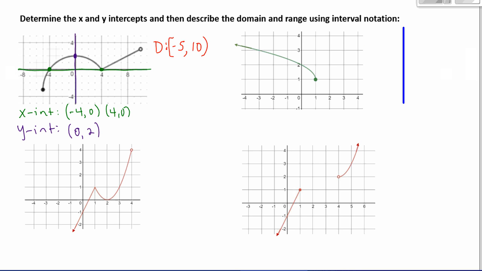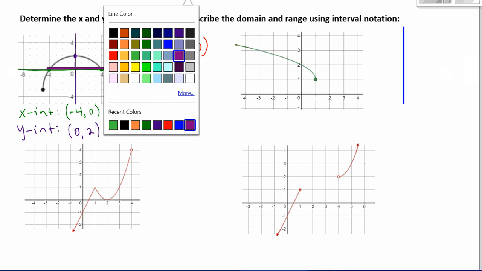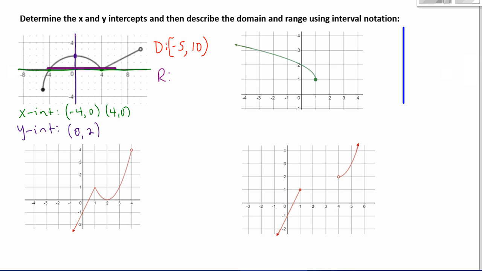Okay, let's talk about range next. I'll make this line purple. This line I'm going to draw horizontally because that's how we determine domain and range. With our range, I need a lowest value and a highest value. So here's my purple line. I'm going, going, going, going. This is the last point I can go before I run out of graph to cross. So that's going to be at -3. That's the lowest. And then I'm going to take it and go up, up, up.